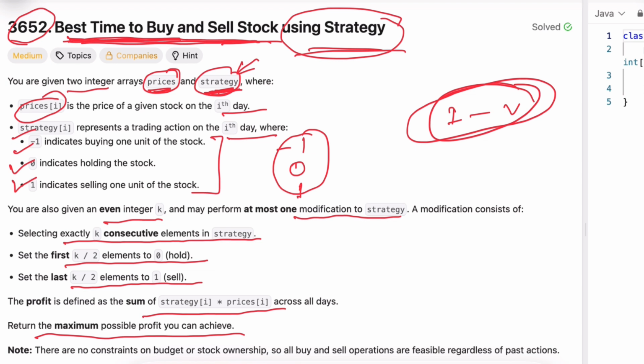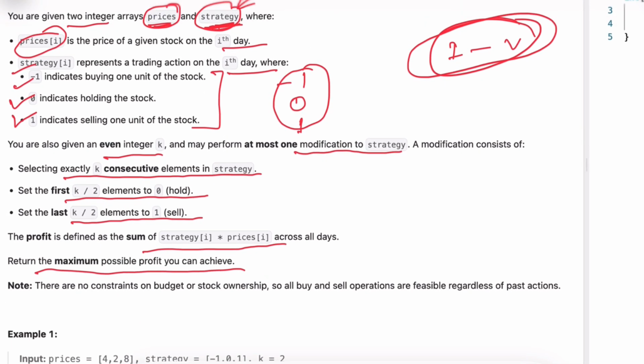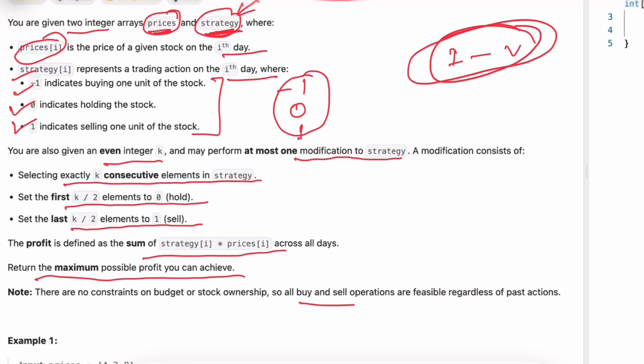There are no constraints on buying or on stock ownership, so we can do all the buy and sell operations. Buy and sell operations are feasible regardless of the past actions. So this is what the question is saying.